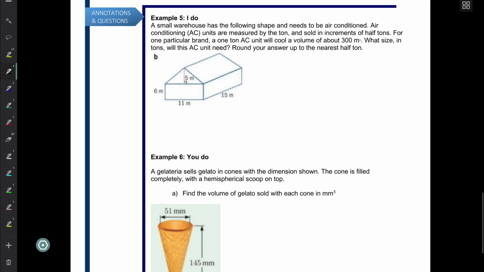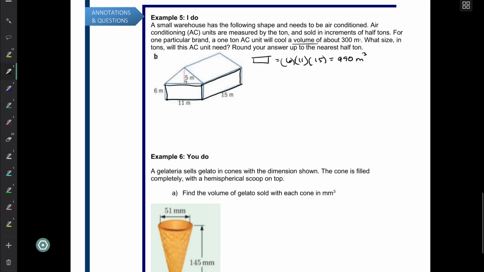Well, since we're talking volume here, we need to find the volume of this shape. Let's go ahead and start by looking at the rectangular prism part here. Here's my cross section, which features that 6 by 11 face. So the rectangular part is going to be 6 times 11, and then it is being extended across this entire length here of 15 meters. So we multiply that together, and that's going to give us 990 meters cubed.